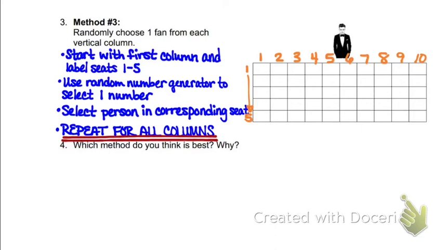Wait, so the sets are this way on this one. For this one, we were going this way. For this one, we're going this way. Does that make sense? Yeah. Okay.